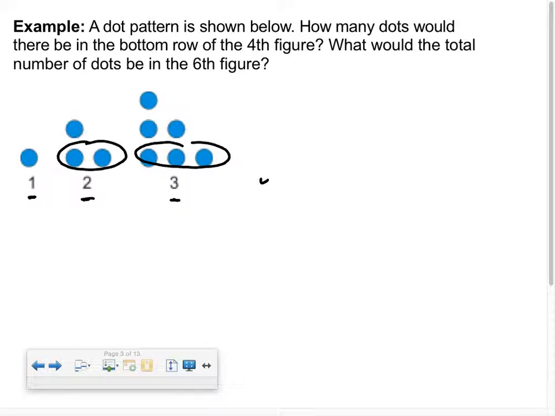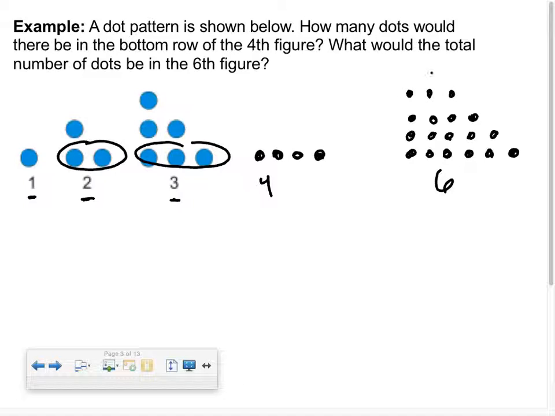So the fourth one, the bottom row, we probably would reason to have 4 dots. And then on the sixth, we conjecture that it would have 6 dots on the bottom row. But then for sure, we would have a row of 5 on top, and above that, a row of 4, 3, 2, and 1.